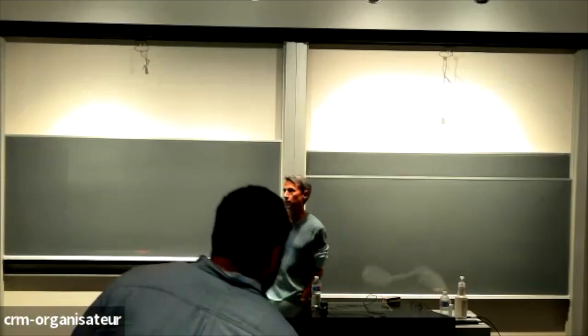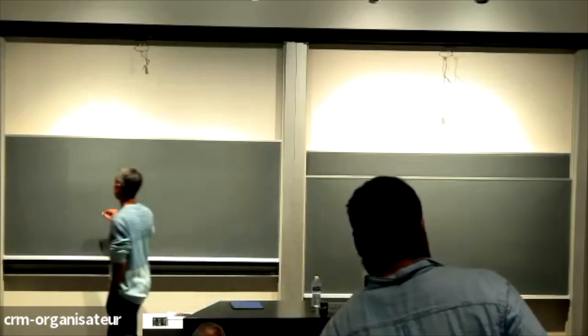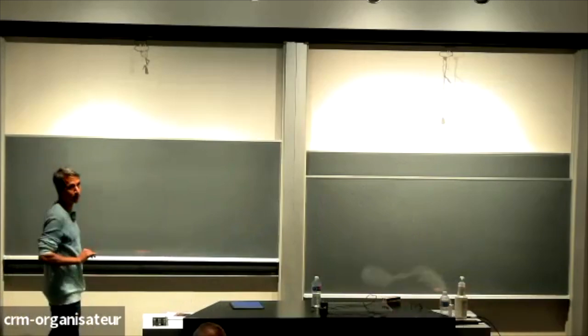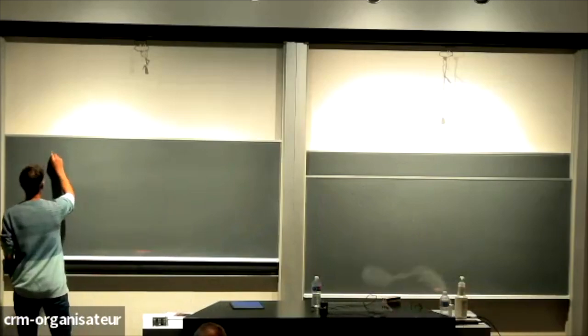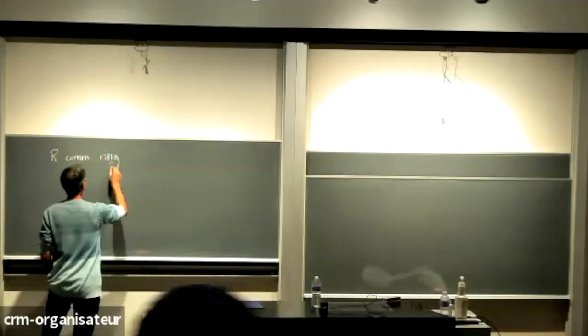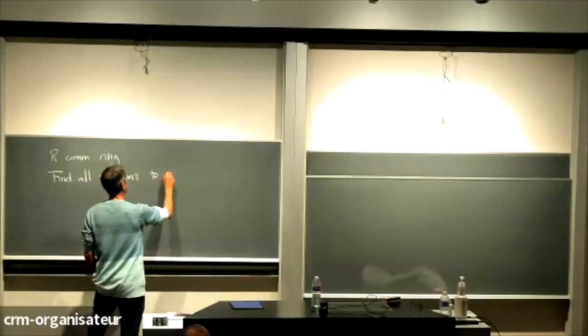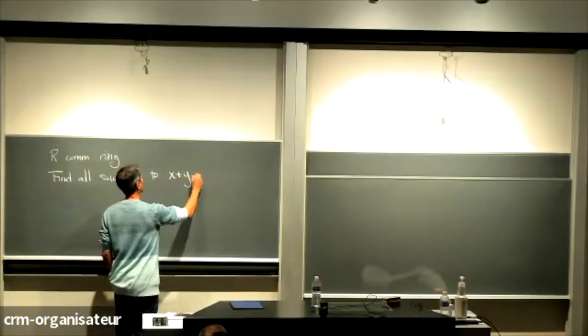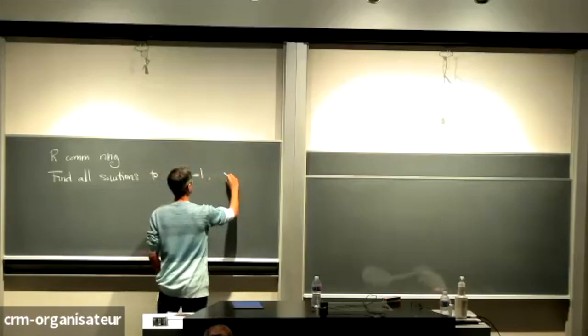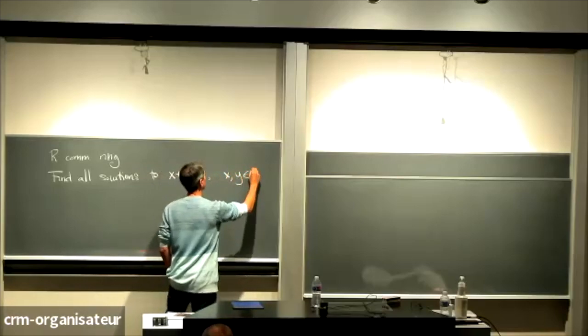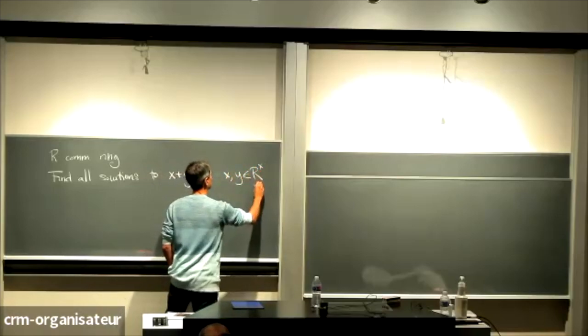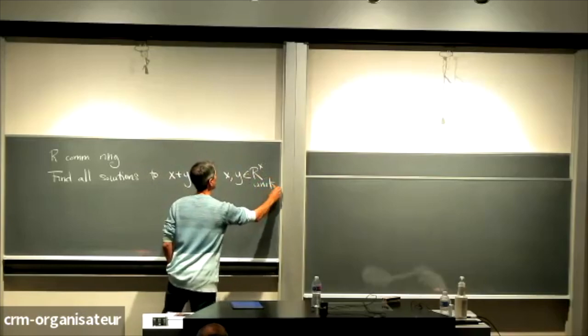Yes, so I wanted to motivate this talk with a question I don't really think about. Let R be a commutative ring. Then the question is, what are the solutions to x plus y equals 1 with x and y units in this ring? So they're invertible.